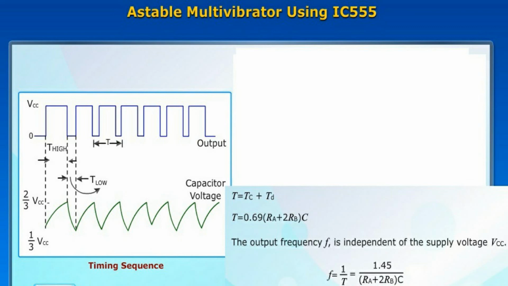The time period of the output waveform is given by T equal to 0.69 into (RA plus 2RB) into C. The frequency of the oscillation of the output waveform is given by f equal to 1/T. It is equal to 1.45 divided by (RA plus 2RB) into C.